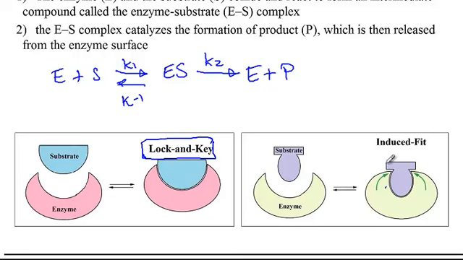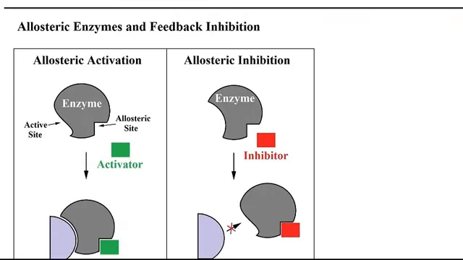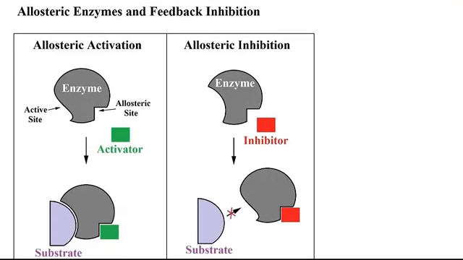And so later on, a new model called the induced fit model was proposed, stating that the active site forms a shape complementary to its substrate. The next concept is the allosteric enzyme. Basically, allosteric enzymes are enzymes that change their conformation upon binding of an effector molecule.